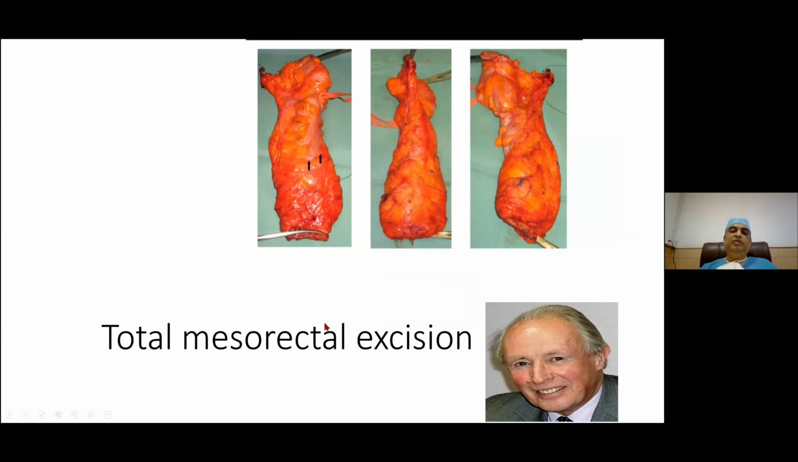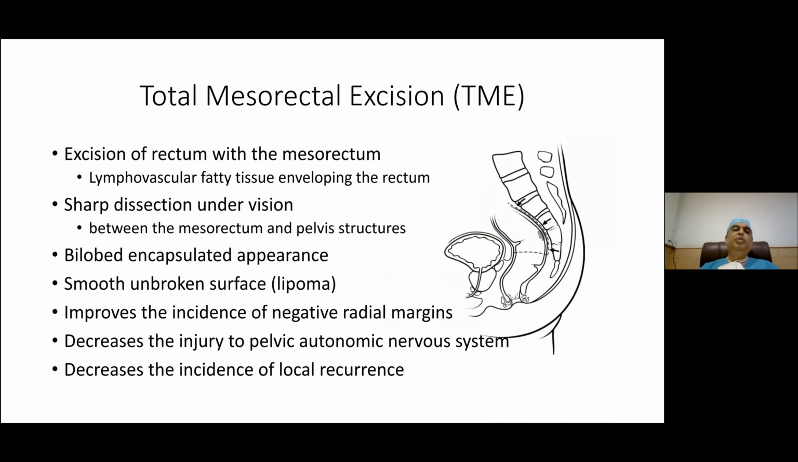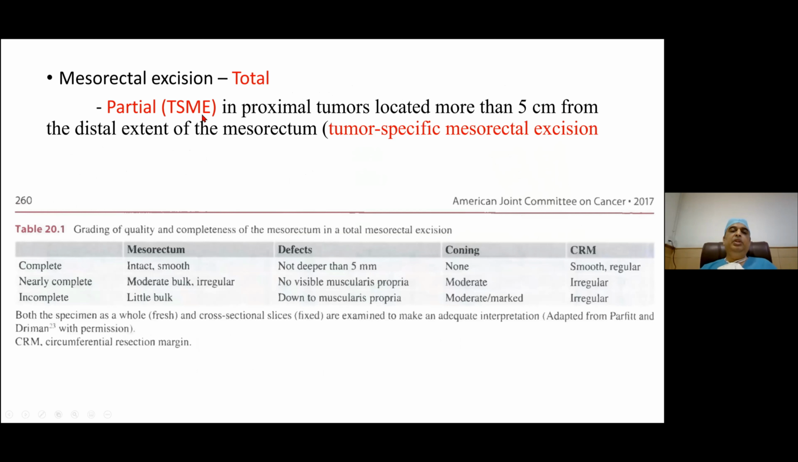The important development that has come in decreasing the local recurrence was TME by Bill Heald, which is the concept of excision of the rectum with an enveloping lymphovascular fatty tissue, taking all the fatty tissue along with the rectum under sharp dissection and without any blunt dissection, preserving the pelvic autonomic nerves and decreasing the local recurrence. For higher tumors, you can do a partial TME or partial mesorectal excision, in which you have to take around a 5 centimeter margin, and this is called tumor-specific mesorectal excision. And if you are doing it for mid-rectal tumors, a total TME is required.